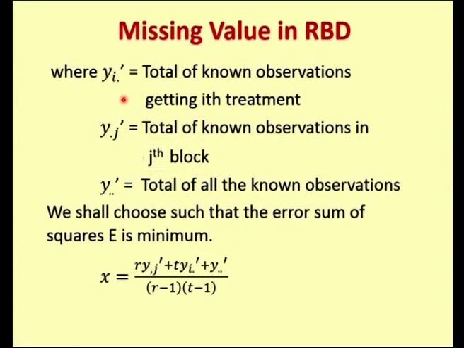So, in the table Yi dot dash is nothing but the total of known observations receiving the ith treatment, Y dot j dash is the total of known observations in the jth block, and Y double dot dash is the total of all the known observations. Here we shall choose the unknown value such that the error sum of squares E is minimum, and it is found to be x equal to r Y dot j dash plus t Yi dot dash minus Y double dot dash, divided by (r minus 1) into (t minus 1).